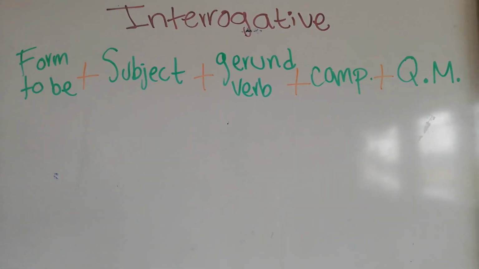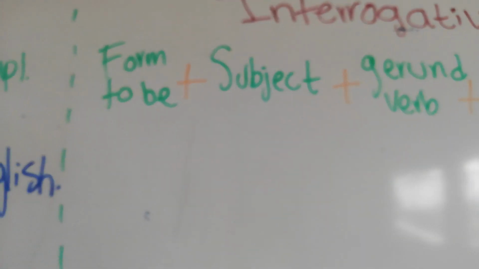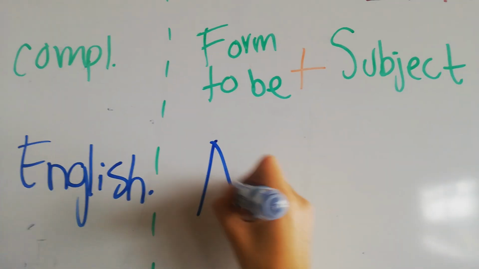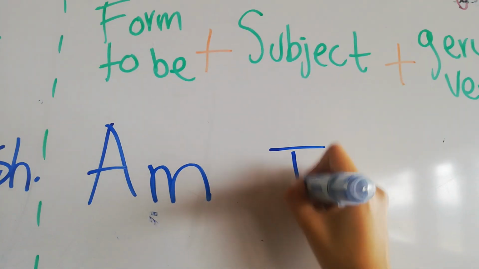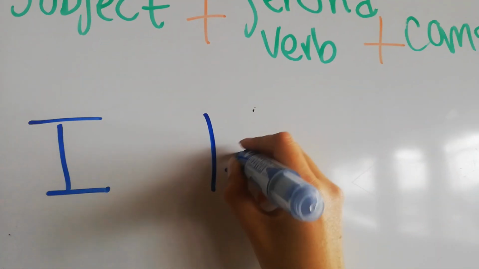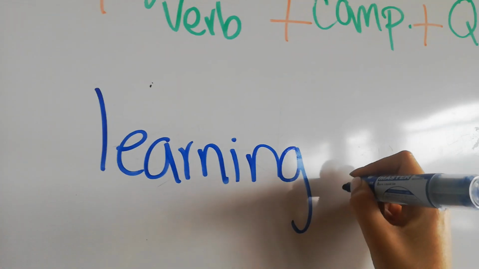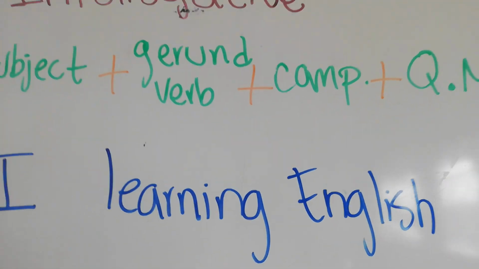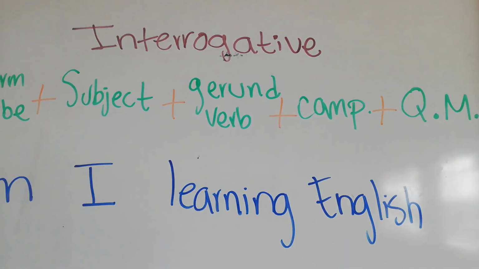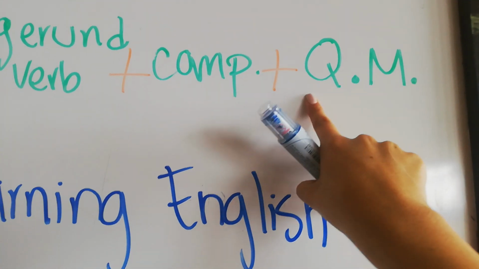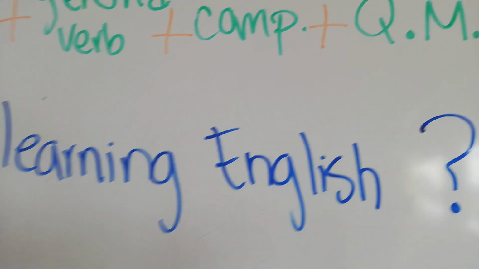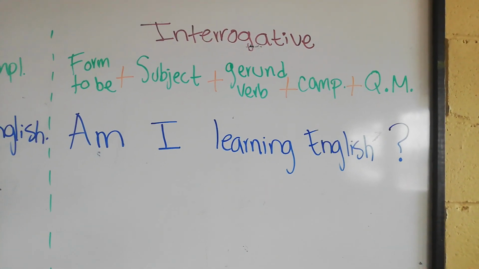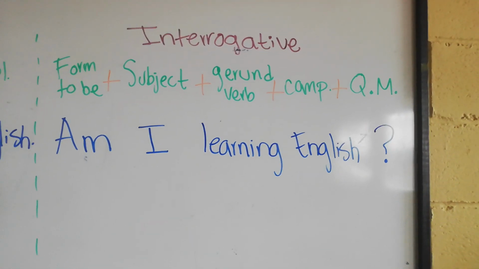Now, let's see the interrogative form. In this case, we're going to start with the form to be. What is the form to be? Am. I continue with the subject, I. The gerund verb, learning. And my complement, English. Remember that interrogative means that it's a question, so I am going to finish with the question mark. And in English, we only use question mark at the end of my sentence. So my question is, am I learning English?